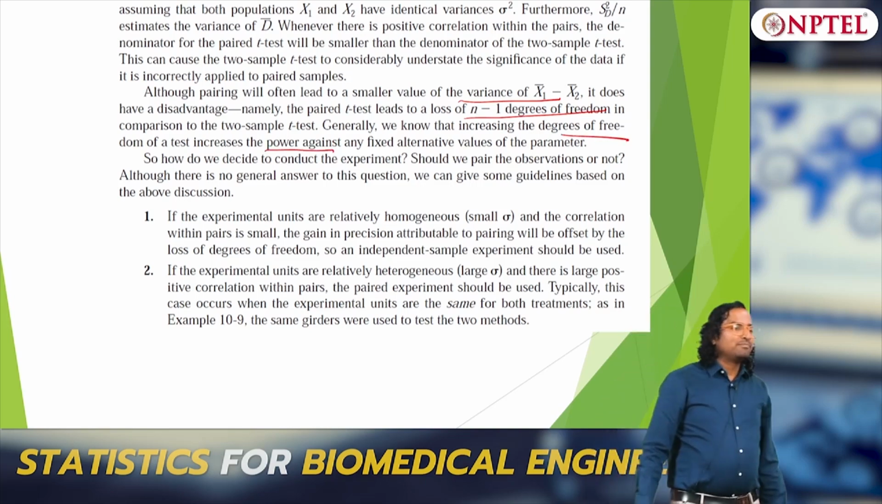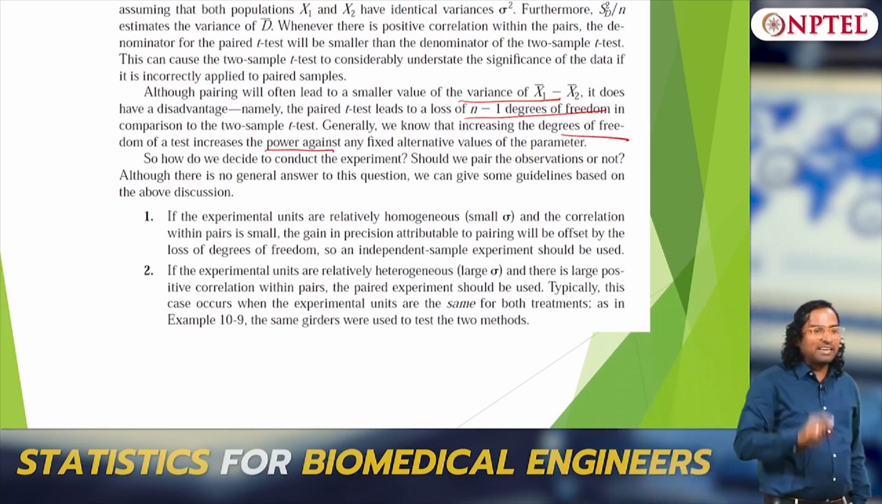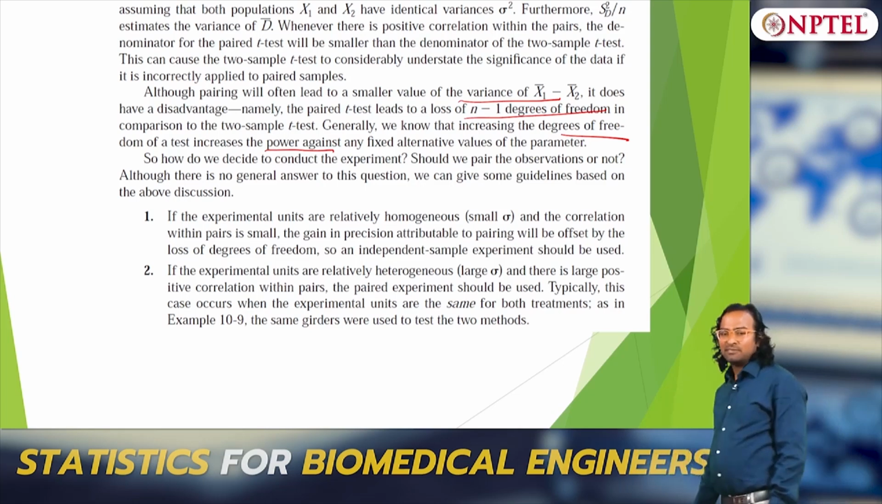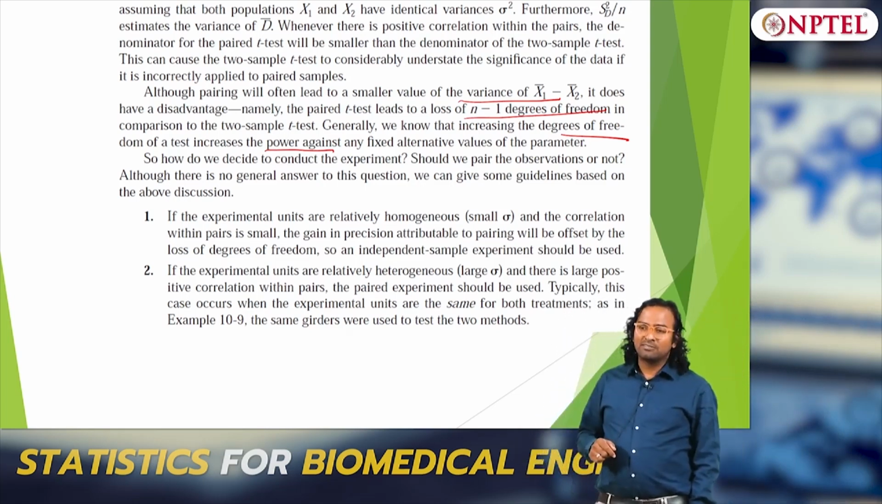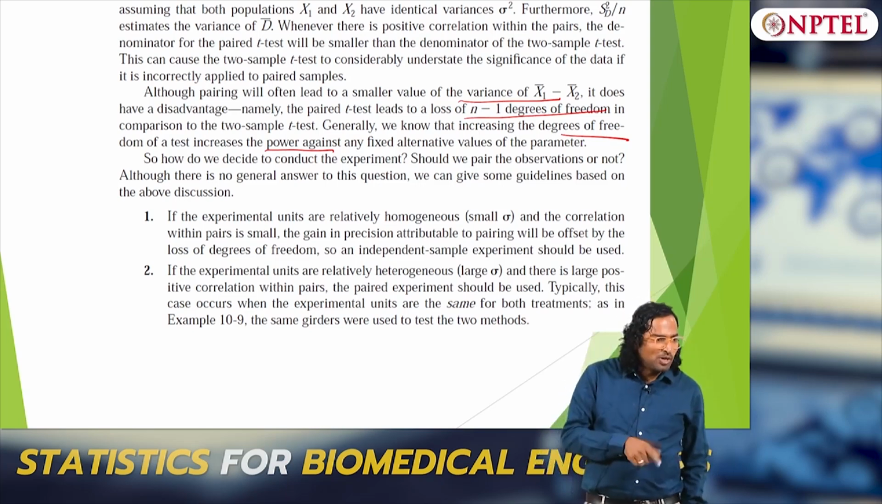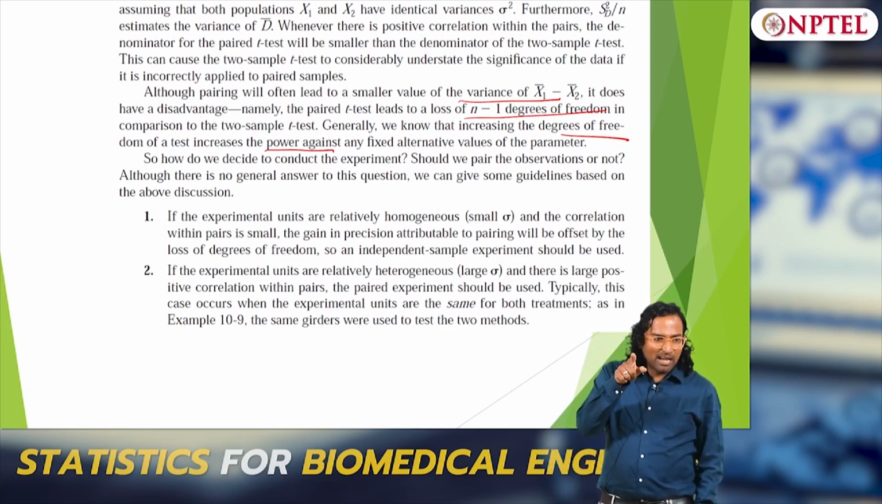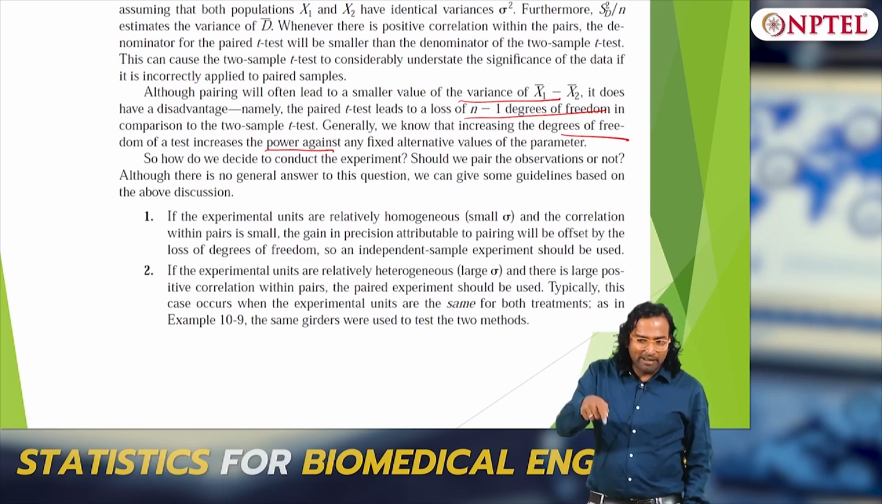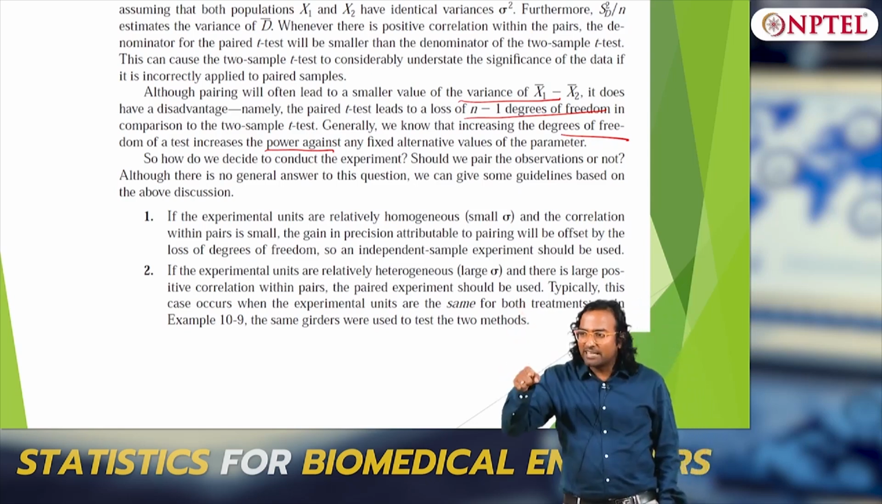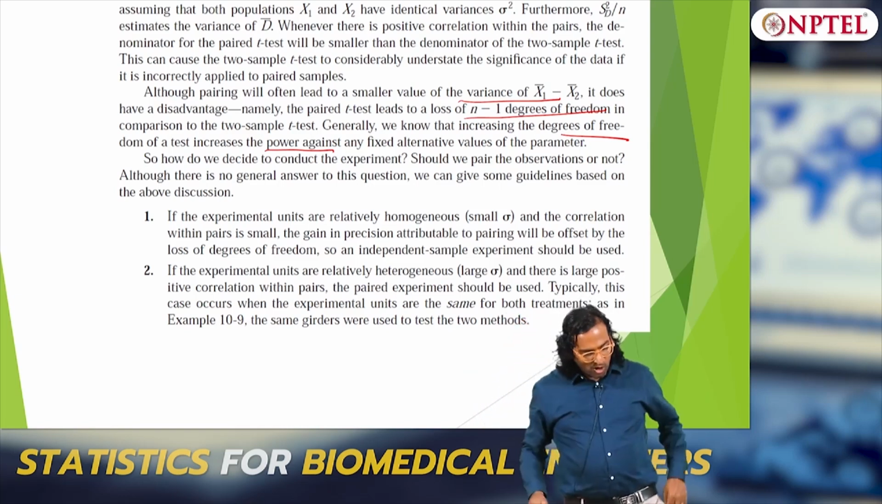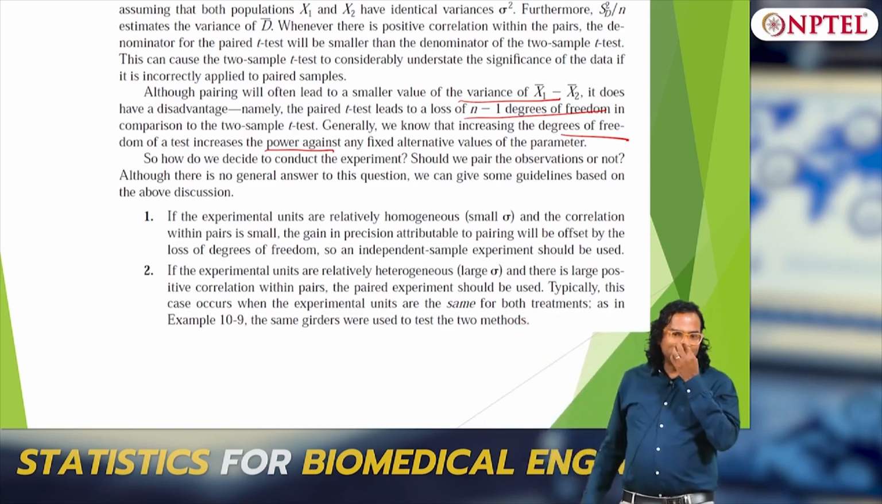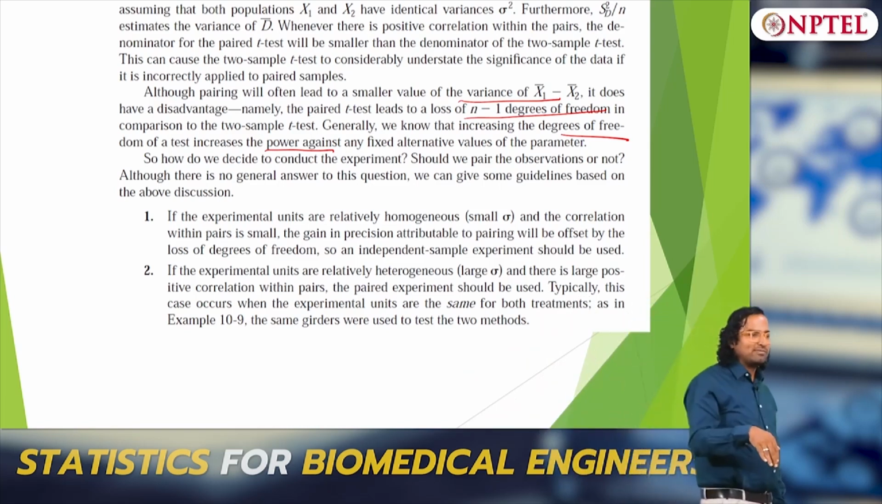Why? Increasing the degrees of freedom, what will happen? Alpha is fixed, beta is dependent upon n, which is degrees of freedom. So beta will decrease, and 1 minus beta, which is power, will increase when degrees of freedom increases. So if you do a paired t test, the power of the test goes down.